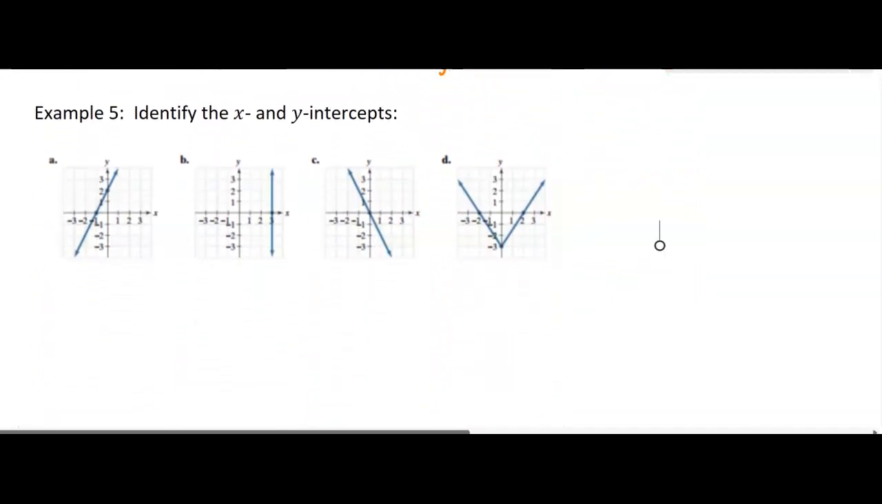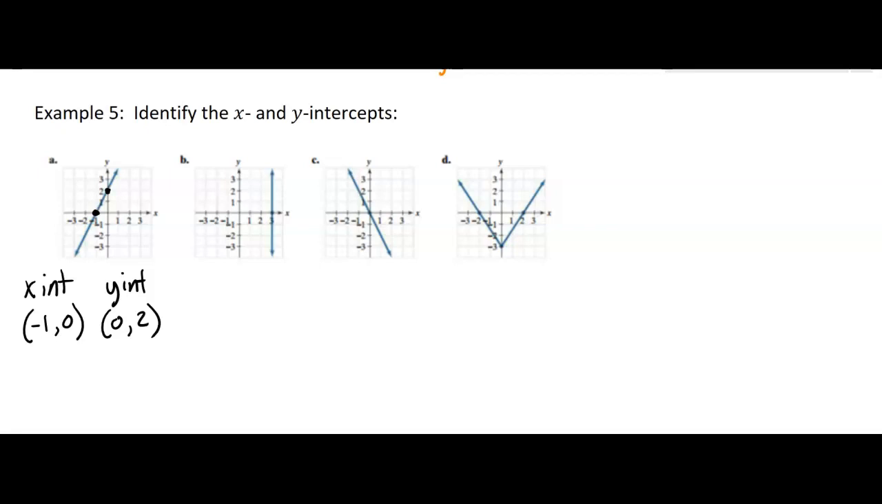Okay. So it says identify the x and y intercepts. All right. So I'm looking at this A, and I see a point right here for the x-intercept. So x, usually I just abbreviate x, int, and that's going to be the point -1, 0. And then the y-intercept would be this one right here, which is going to be 0, 2. Okay? So it makes a difference where you put the 0, so make sure you get that right. Take your time. All right, and then let's go to the next one.